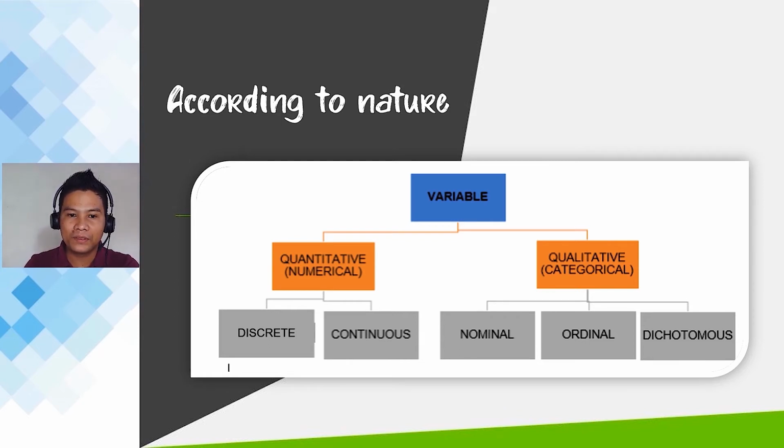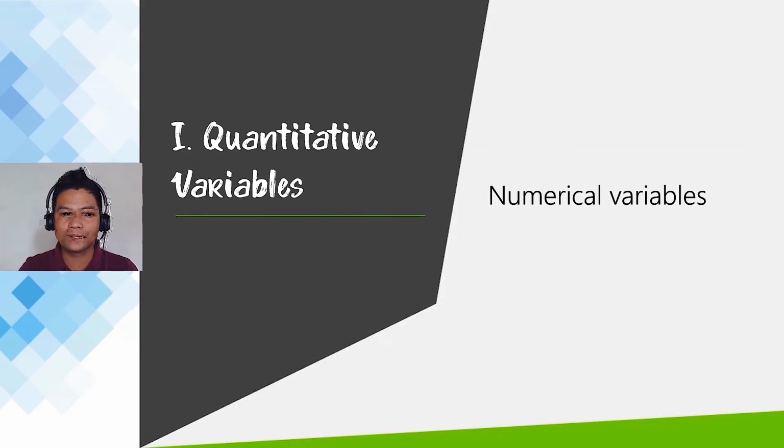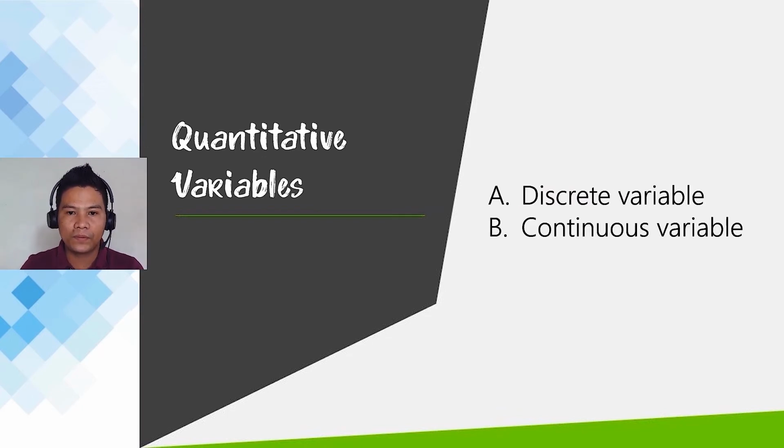Variable, under it, quantitative, numerical, and qualitative. Under quantitative, we have discrete, continuous. Under qualitative, we have nominal, ordinal, and dichotomous. Quantitative variables under it are the numerical variables. We have A, discrete variable, and B, continuous variable.